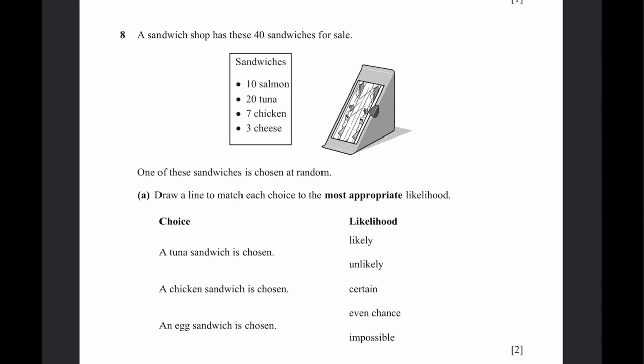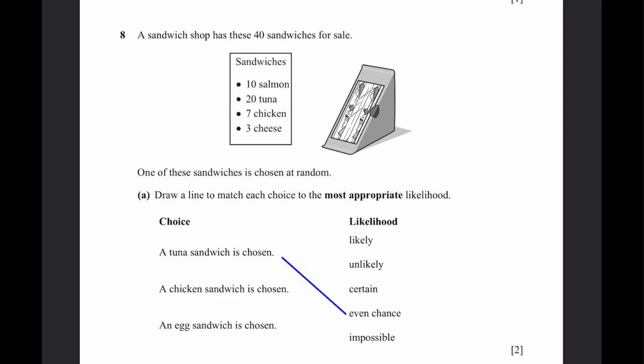Question 8. A sandwich shop has these 40 sandwiches for sale. 10 salmon, 20 tuna, 7 chicken, and 3 cheese. One of these sandwiches is chosen at random. A. Draw a line to match each choice to the most appropriate likelihood. The choice is a tuna sandwich is chosen. That's 20 out of 40, which is 1 by 2, even chance.